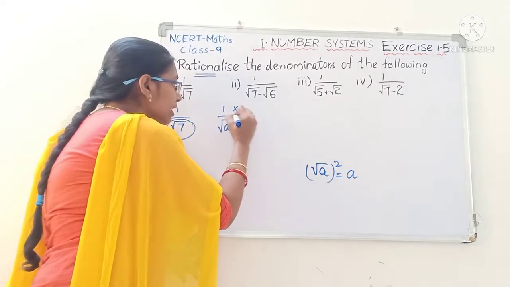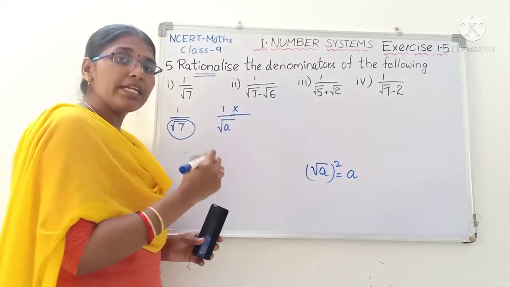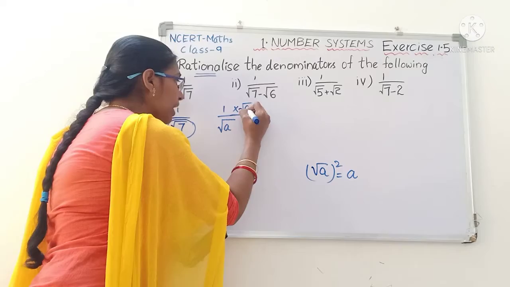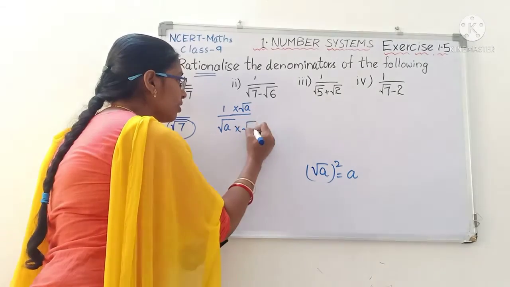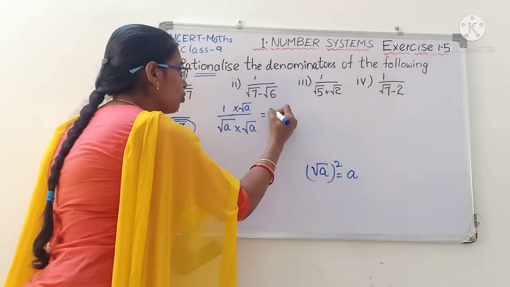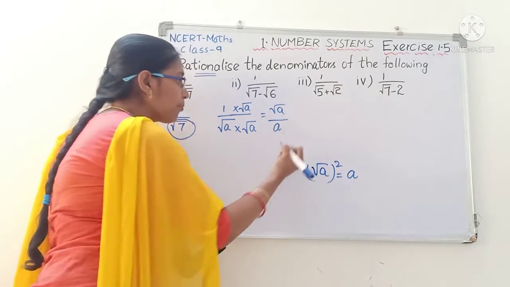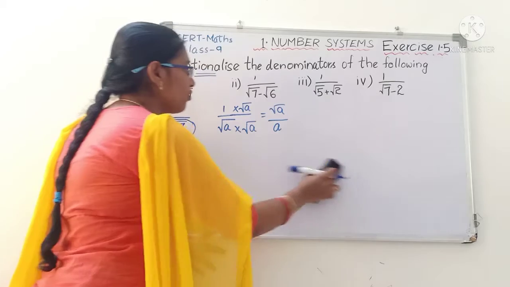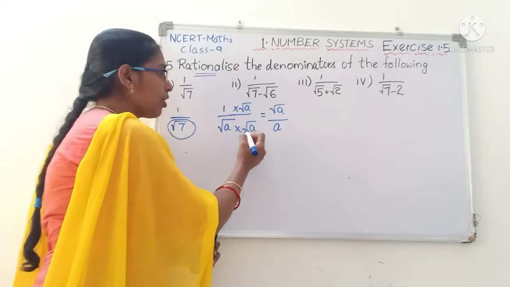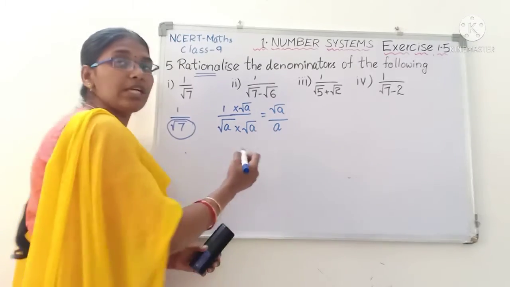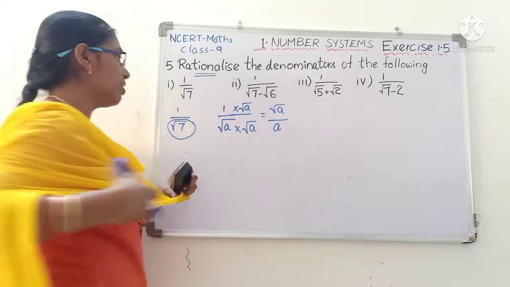Convert, that is, both numerator and denominator should be multiplied with root a. 1 into root a is root a, and root a into root a, you will get a. Okay children, in this way you can convert it into a rational number. Now root a is converted into a, so it is rationalized.